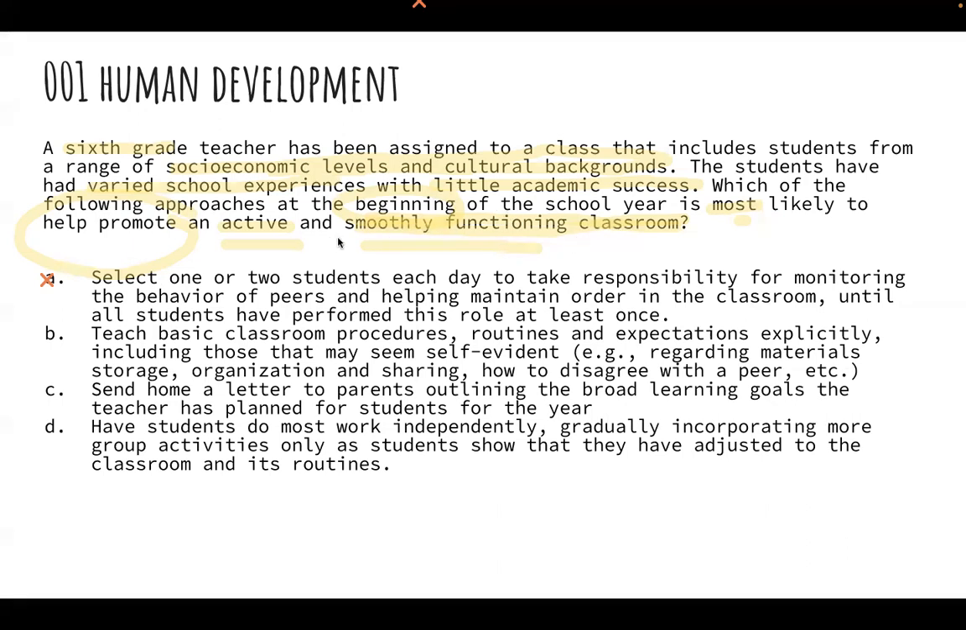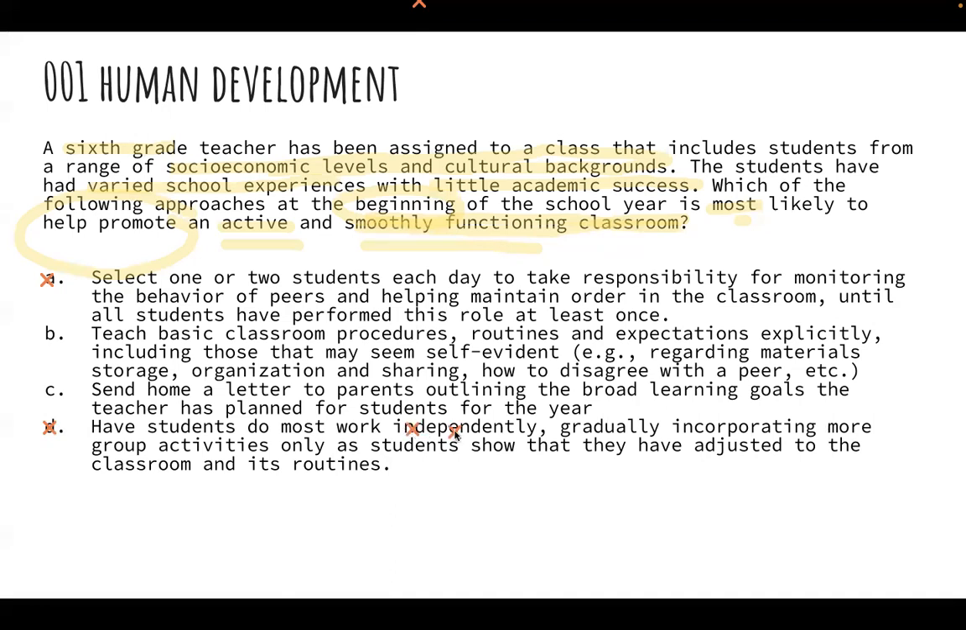We want the classroom to run smoothly, but only 1 person or 2 people being in charge a day? What about everyone else? Middle schoolers need to begin taking accountability and all that stuff. No, A is not it. What else is not going to help the students be active? C. See, D and C.